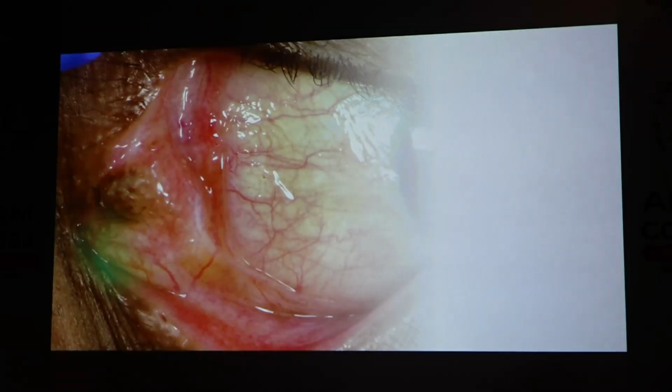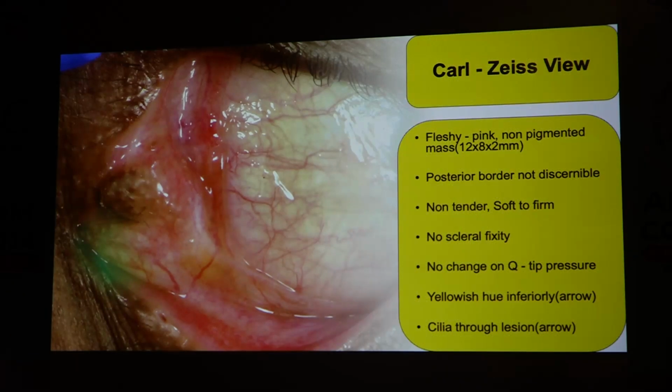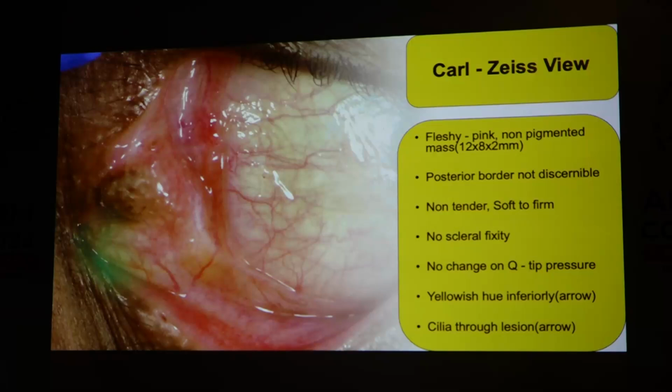What we do best at our clinics is have a focused case-based approach and a detailed eye for slit lamp evaluation, which shows in this case a fleshy pink non-pigmented mass of the dimensions as mentioned, with the posterior border not so discernible, not tender, soft to firm in consistency, with no fixity to the sclera and no prominence on Q-tip pressure.